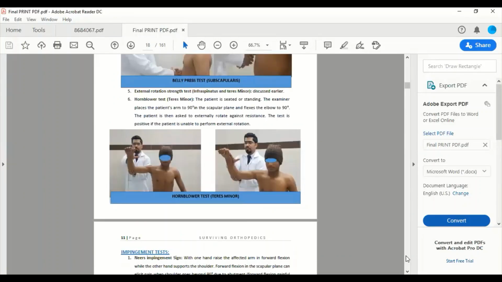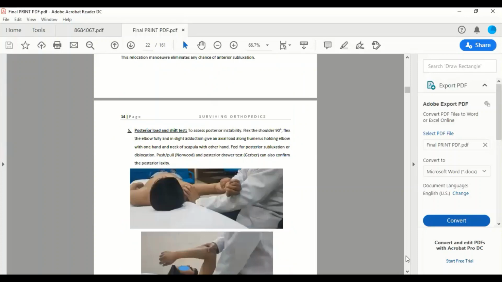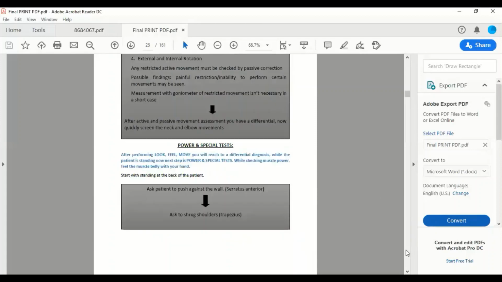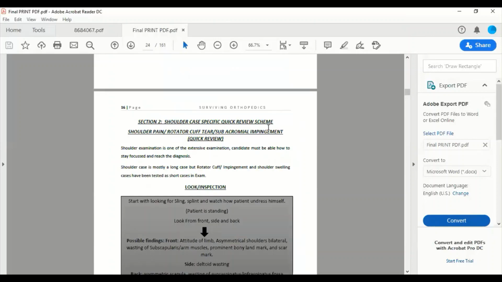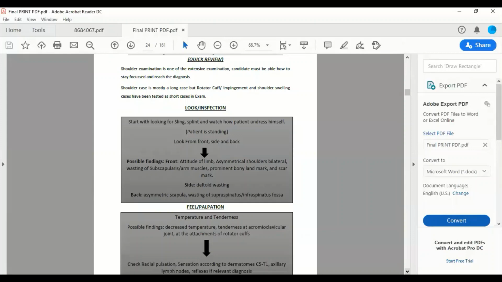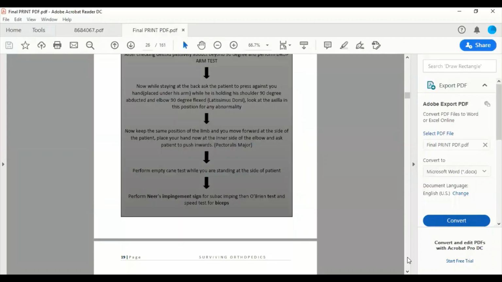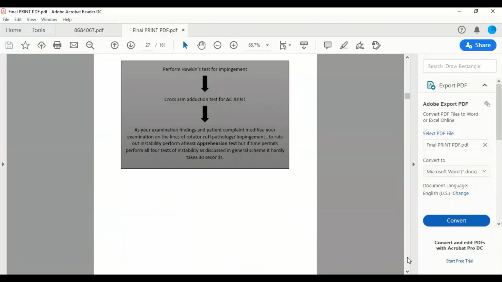Now, once you have read the general scheme of shoulder, we have made a second chapter of every region. For example, if I show you the case specific, there is a shoulder case specific review scheme of rotator cuff tear or subacromial impingement. The chapter 2 of every region, case specific, is not extensive. We have just added the boxes of inspection, palpation, and possible findings that in a specific case you can have. Then the movement, and something important in movement we have added. Then the special tests. So in only 3 pages you are able to know what things are necessary in a specific case of shoulder.